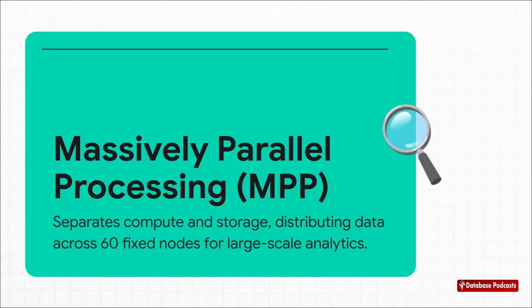So how in the world does Synapse handle all that massive data? Well, the secret sauce is its architecture, which we call massively parallel processing, or MPP. Instead of having one central brain doing all the work, it completely separates the compute from the storage. It spreads your data across 60 different storage nodes. So when you run a query, a control node just tells all the compute nodes to run it at the same time, in parallel, on their own little chunk of the data. And that is what makes it so incredibly fast for those huge analytical jobs.